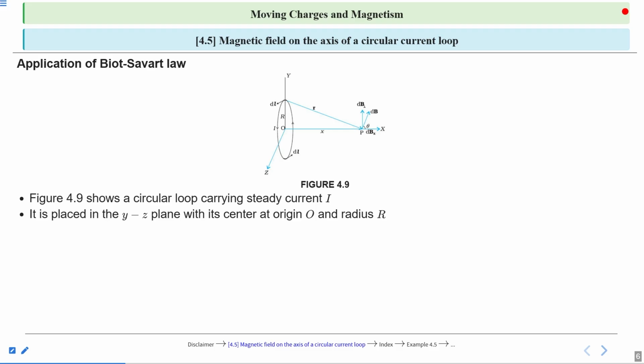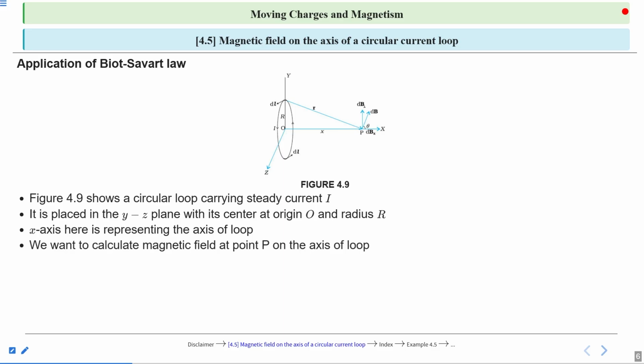You can see in the diagram also, with its center at the origin. We are going to use the Cartesian coordinate system X, Y, Z. So the coil is placed in the YZ plane, its center is at origin O, and its radius is capital R. Now, what is the x-axis representing here? The axis of the loop, because the center of the circular loop is at the origin, so its axis lies on the x-axis. The x-axis is passing through the origin, so the axis of the loop is along the x-axis.